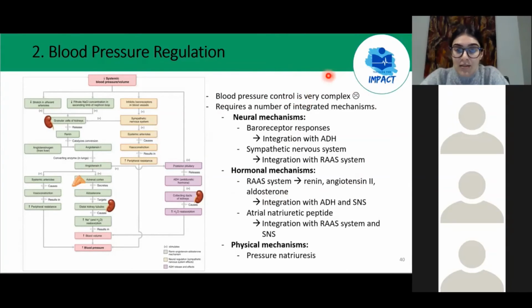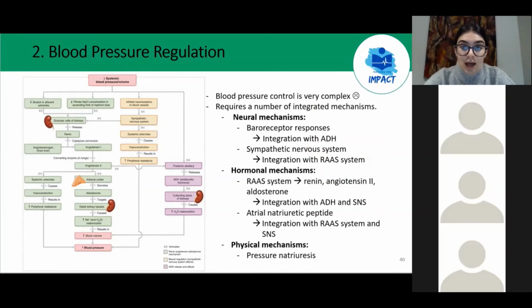So we have neural mechanisms. For example, baroreceptor responses and increased baroreceptor firing. Baroreceptors are located around the aortic arch. Increased baroreceptor firing is caused by increased blood pressure. So when the blood pressure causes the arteries to stretch, it causes the baroreceptors to increase their firing. And then that sends a signal to the heart to lower the cardiac output and induce vasodilation in order to bring that blood pressure down.